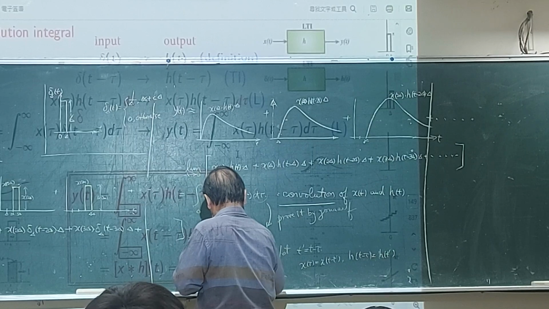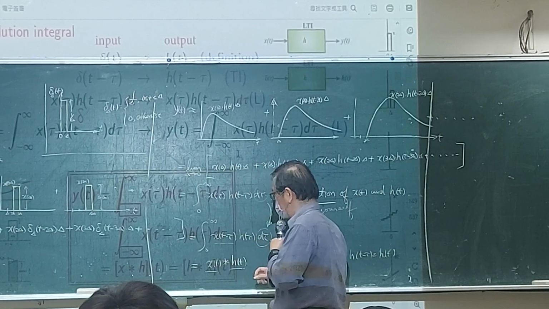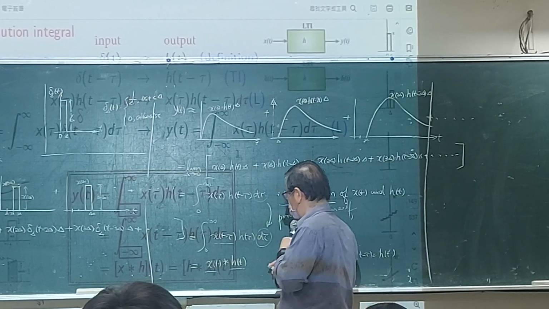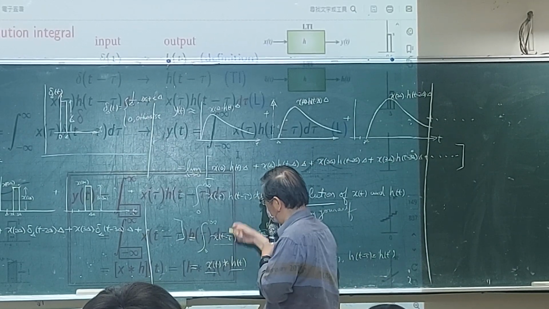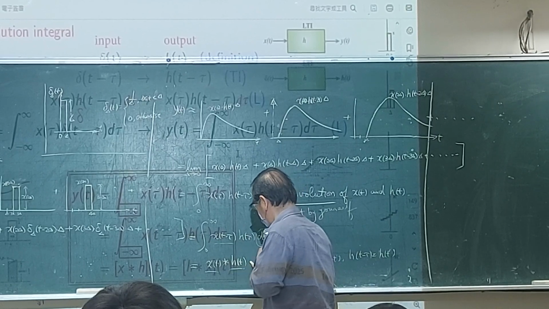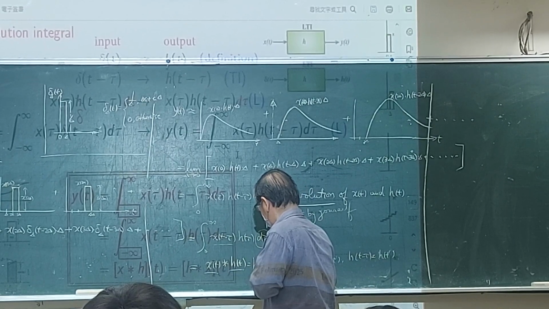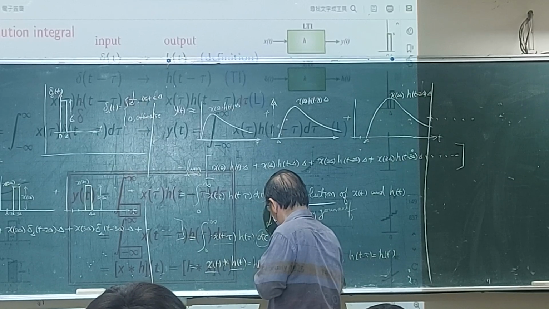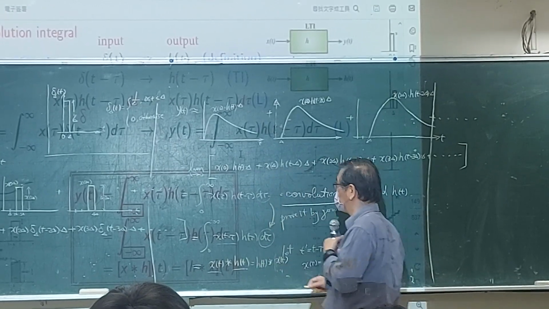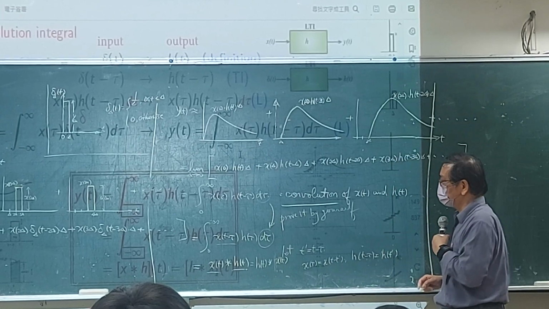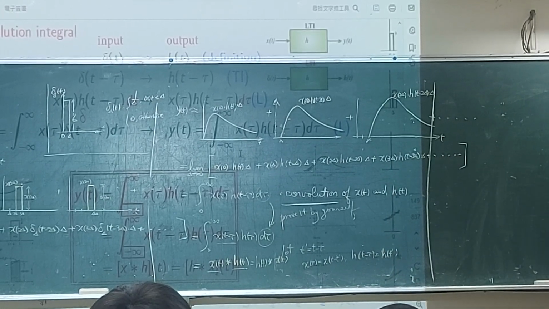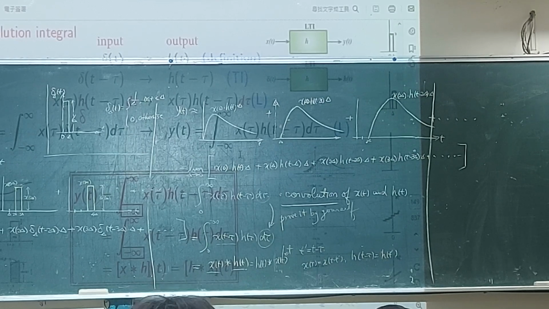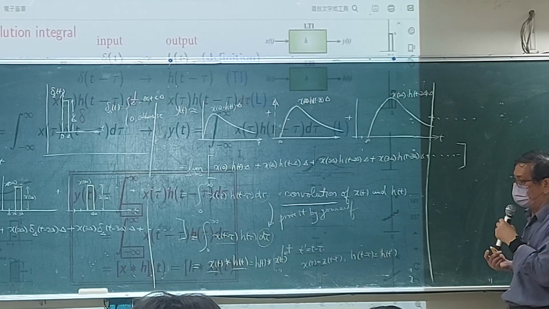h of t convolved with x of t, or you can switch the order, because you can see that they are the same. You can prove it. So this also equals to... Okay. Any question up to this moment?